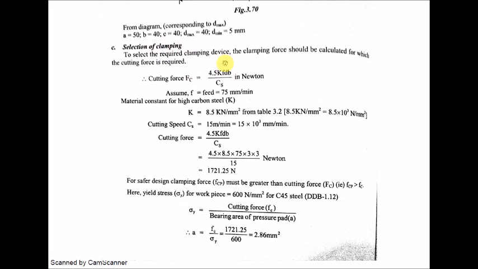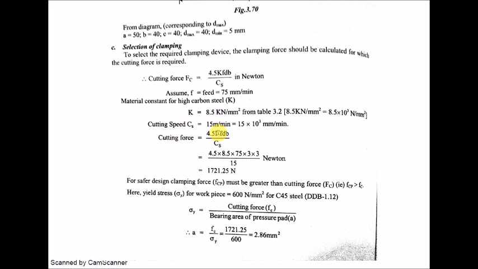from this area, which I will be telling you, and K is the material constant. So these things can be taken from the design data book. That is, K is equal to 8.5 kilonewton per mm square, the material constant for high carbon steel. This is a fixed value. I think you can memorize this.